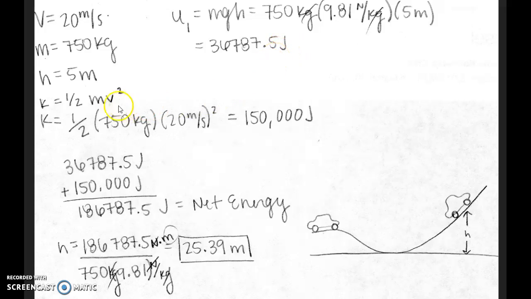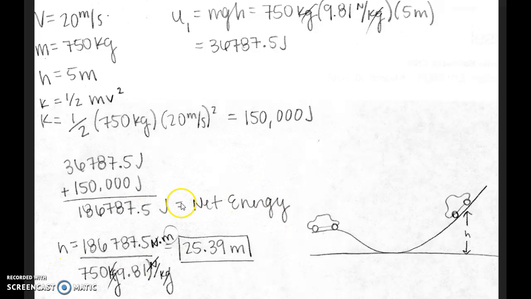Then we move on to kinetic energy. And the formula for that is 1/2 mass times velocity squared. We plug those values in, and we get 150,000 joules again. So we will take these two values, the potential and kinetic energy, and we add them together to find the total net energy at that spot.